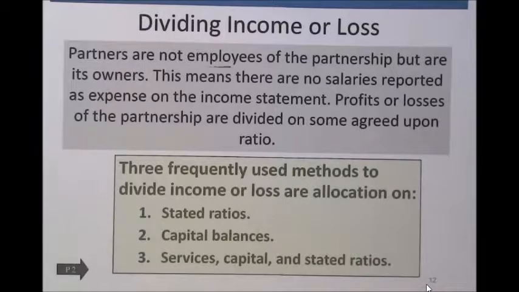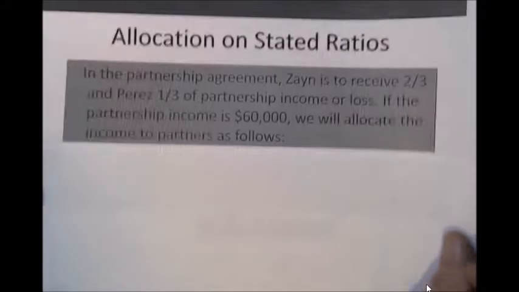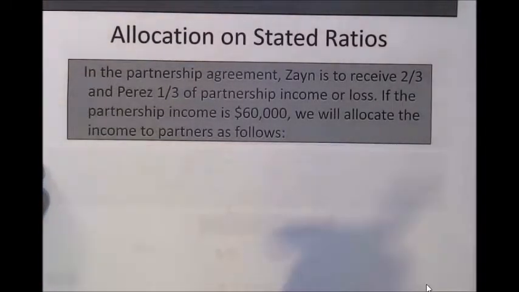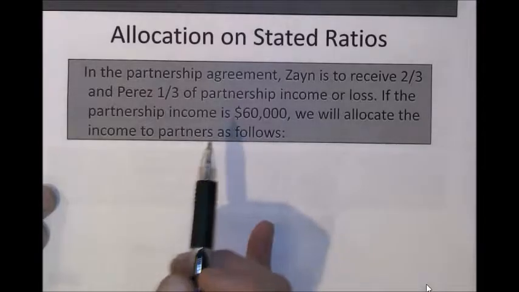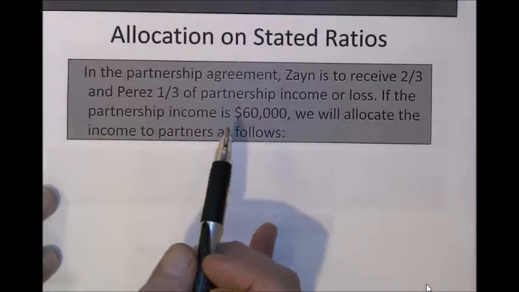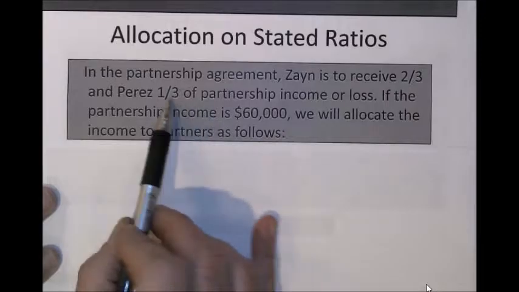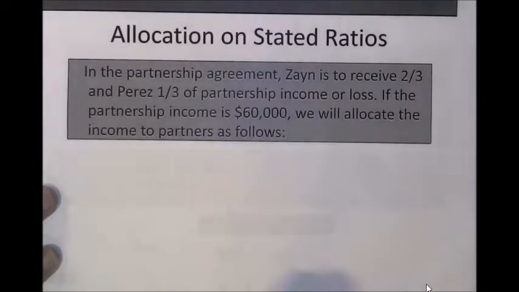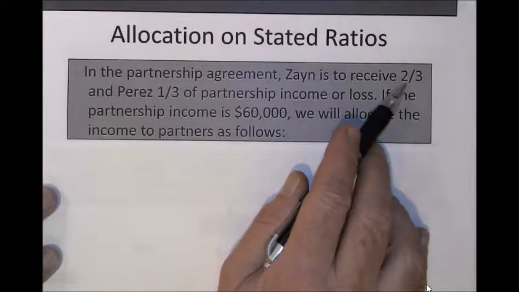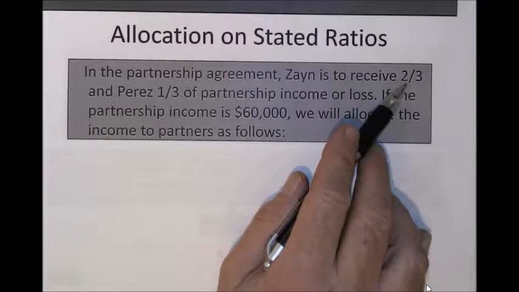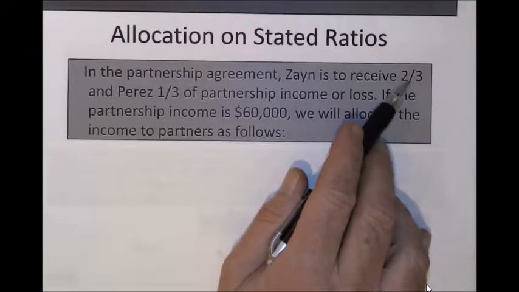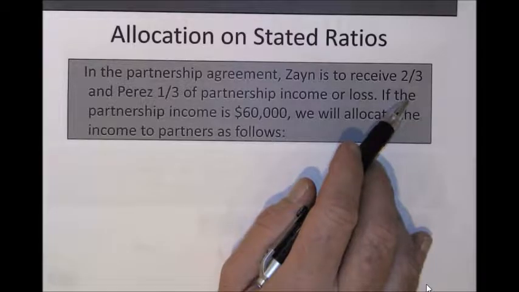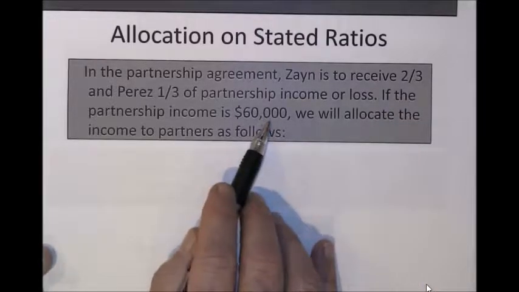Remember, the purpose of this income division is to decide how much each partner gets when we do the closing process, right? How much their capital balance is affected, how much of the income belongs to them. We go back to Zane and Perez in the partnership agreement. Zane is to receive 2/3 of the income. Perez is to receive 1/3 of the income or loss. Remember, it's not always better to have a higher ratio, because if this person receives 2/3 of the income, well, bonus to them, right? But if there's a net loss, they're also going to suffer 2/3 of the loss. It doesn't matter this time because partnership income is $60,000, right?